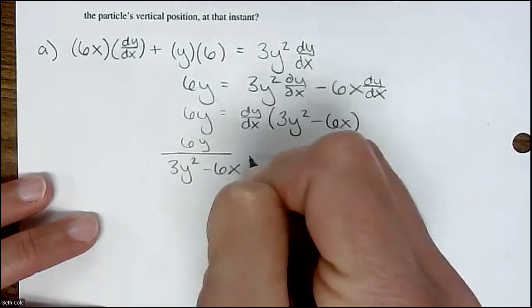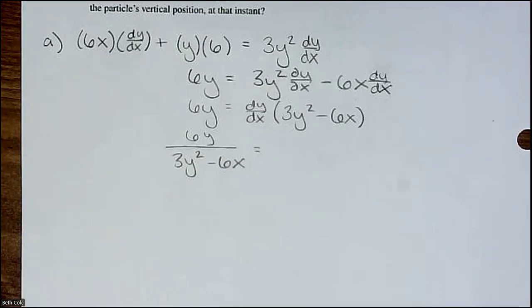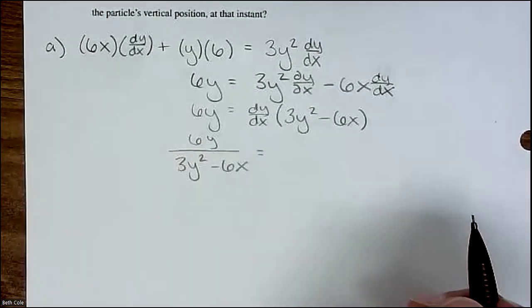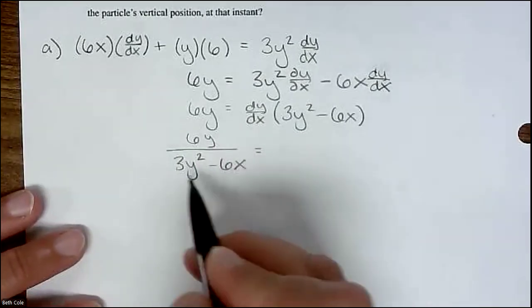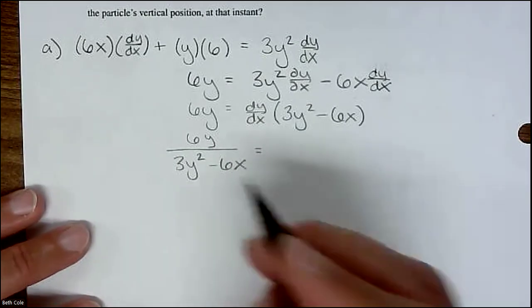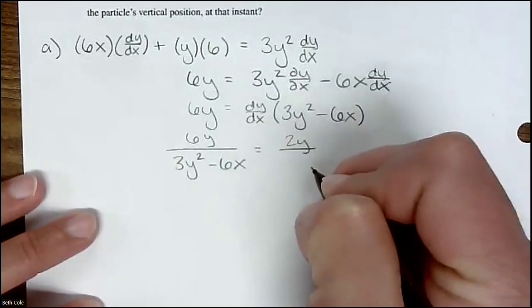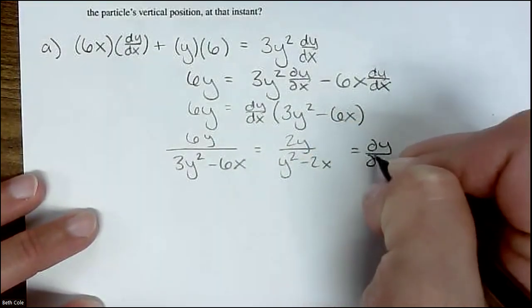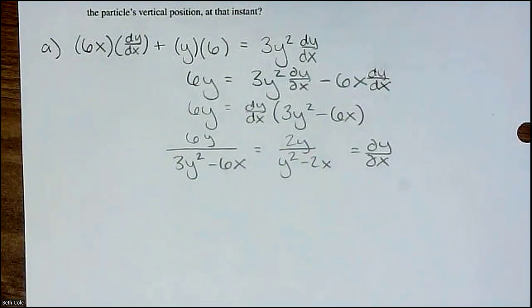Now, I'm betting that doesn't quite look like what the answer says it is, but do you see how there's a 6, a 3, and another 6? We're going to reduce the fraction. These will all divide by what? 3. Good. So we'll have 2y over y squared minus 2x. That's our dy dx. And lo and behold, that is what the answer is that they told us.